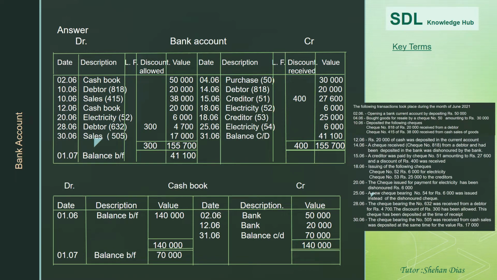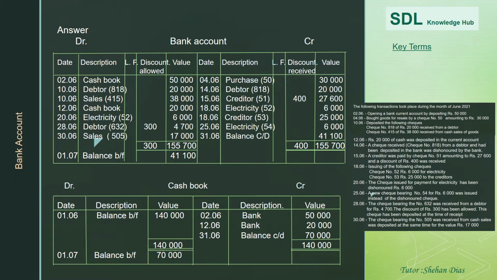Then on 20th, the check issued for payment of electricity has been dishonored, 6,000 rupees. So this is a check issued being dishonored. Therefore, the bank balance again would increase because the check has not been honored. So the bank will be debited, saying electricity for 6,000, and the electricity account will get credited for 6,000.